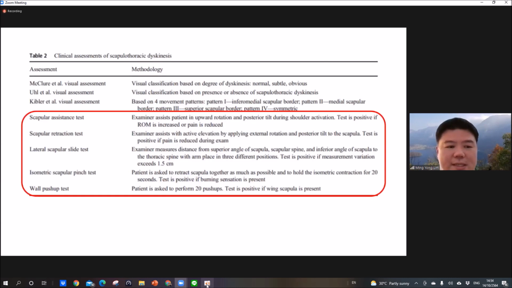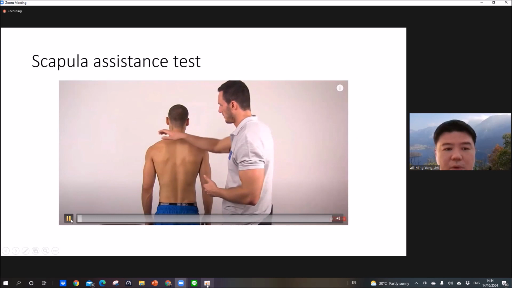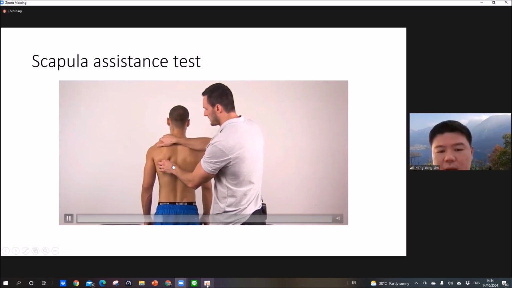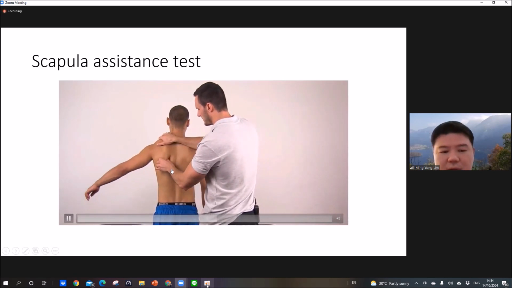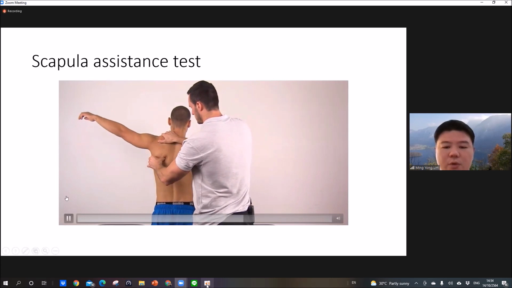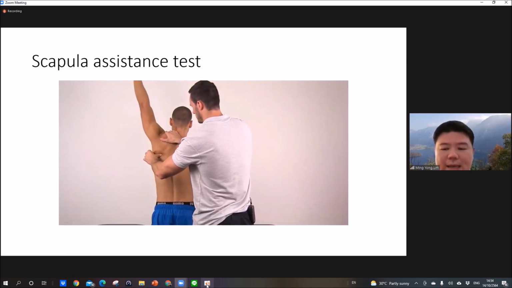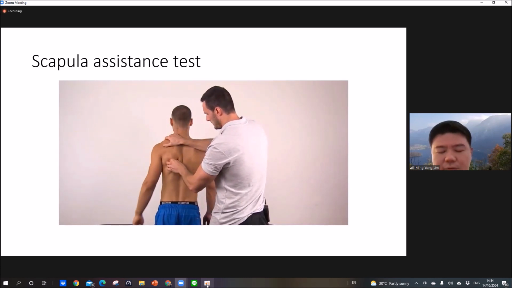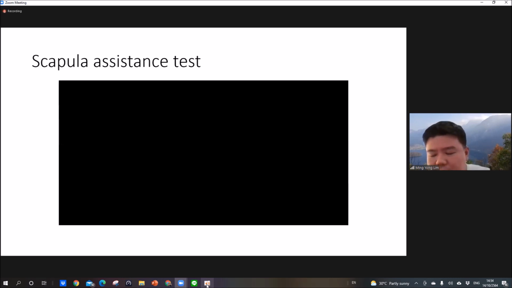Coming to the tests, we have 5 tests here. First is the scapular assistance test, where one hand supports the scapula, and the other hand supports the inferior angle of the scapula, and you ask the patient to abduct or flex, whichever motion. We do this to eliminate the scapulothoracic joint as the cause of the pain or decreased movement. So we do this test first. Ask the patient to elevate. So you ask the patient to abduct first.